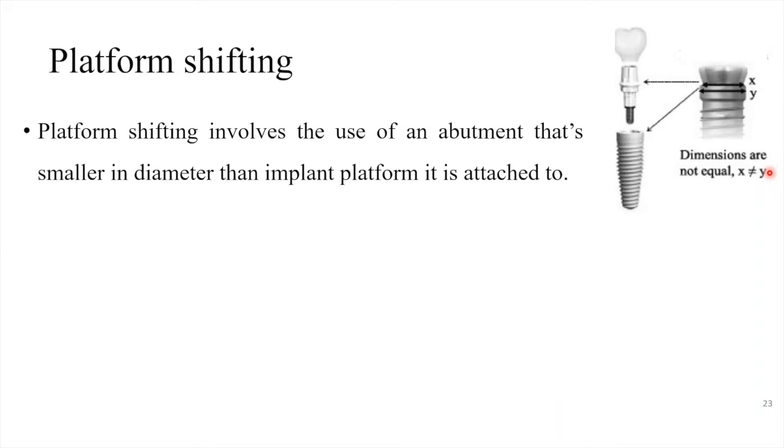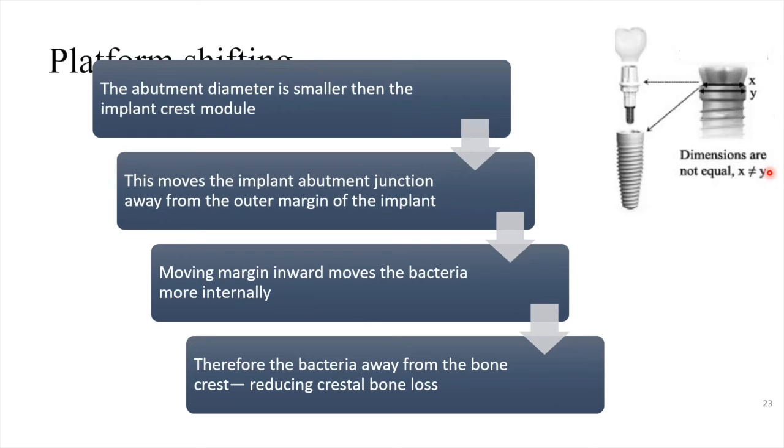Platform shifting involves the use of an abutment that is smaller in diameter than the implant platform it is attached to. The abutment diameter is smaller than the implant crest module. This moves the implant abutment junction away from the outer margin of the implant. Moving the margin inwards moves the bacteria more internally. Therefore, the bacteria are moved away from the bone crest, reducing the crestal bone loss.